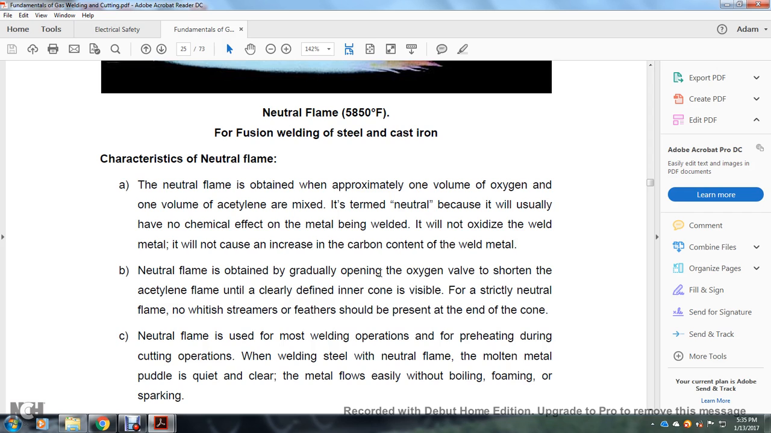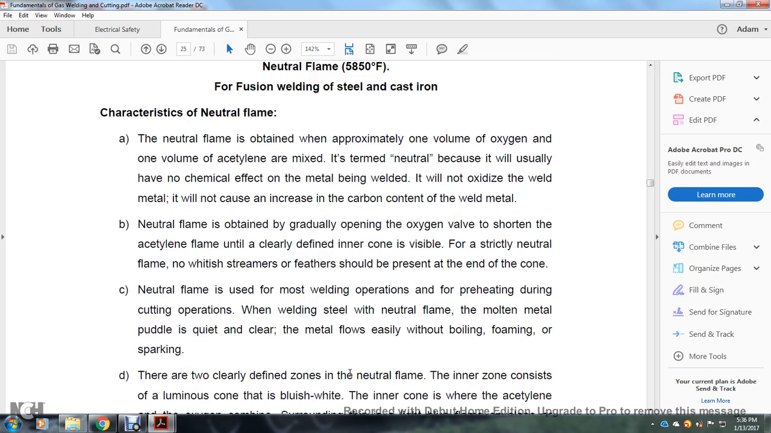The neutral flame is obtained by gradually opening the oxygen valve and shortening the acetylene flame until a clearly defined inner cone is visible. For a strictly neutral flame, no whitish streamers or feathers should be present at the end of the cone. The neutral flame is used in most welding operations and for preheating during cutting operations. When welding steel with the neutral flame, the molten metal puddle is quite clear. The metal flows easily without boiling, foaming, or sparking.